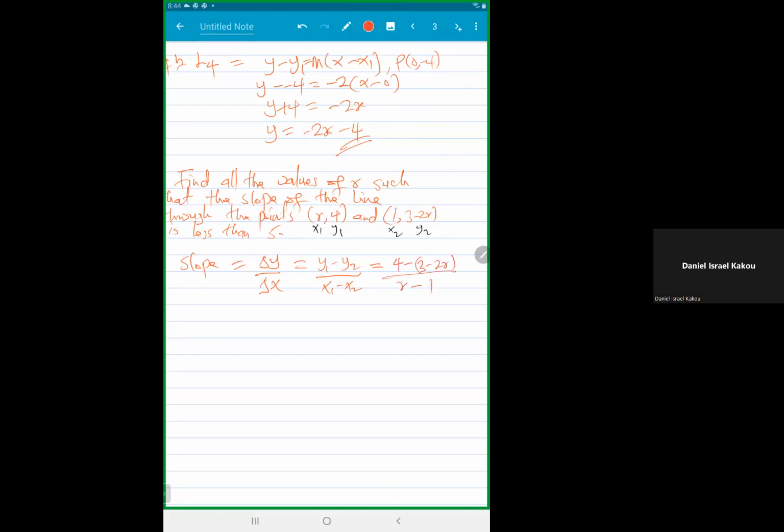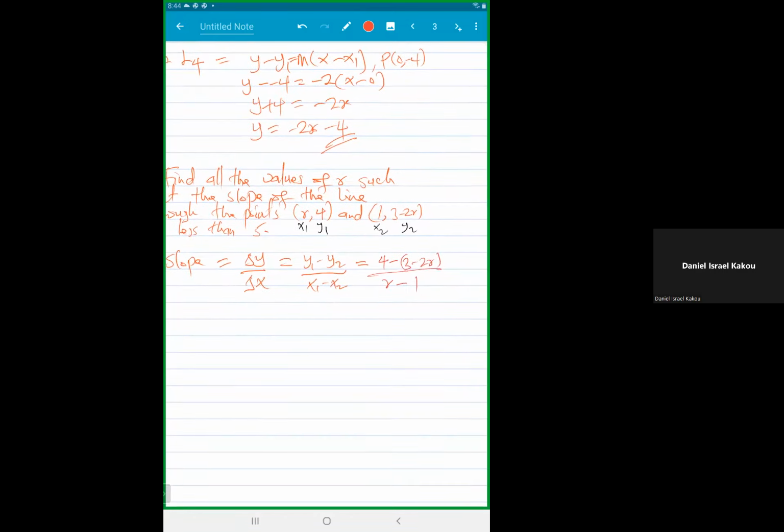And the question says we should find the values of r such that this slope is less than 5. That is, such that this slope is less than 5. So meaning what I just wrote there, we should find the value of r such that it is less than 5. And you see, it now becomes an inequality question to solve. So all I have to do now is to solve that inequality.